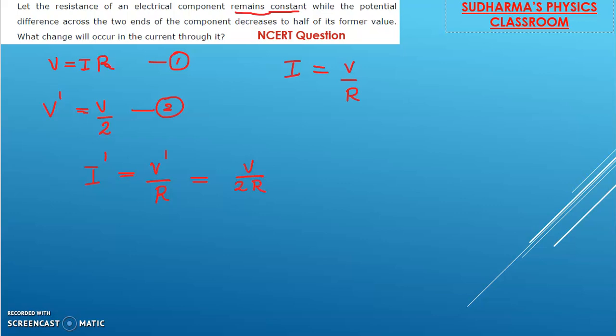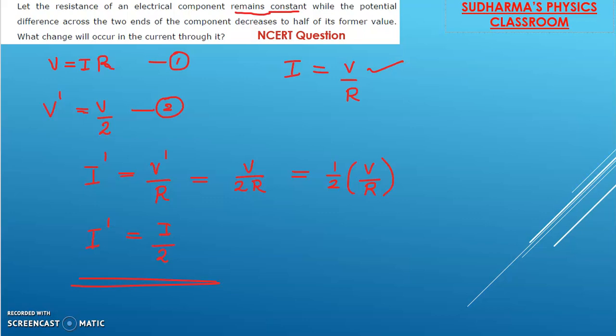Already R is here. So now you will be thinking, how do we explain the change happening to the current, right? We have to compare it. So I take this 1 by 2 outside and put that V by R in the bracket. V by R is nothing but the current. So we get I dash is equal to I divided by 2. So this is how we solve it step by step.